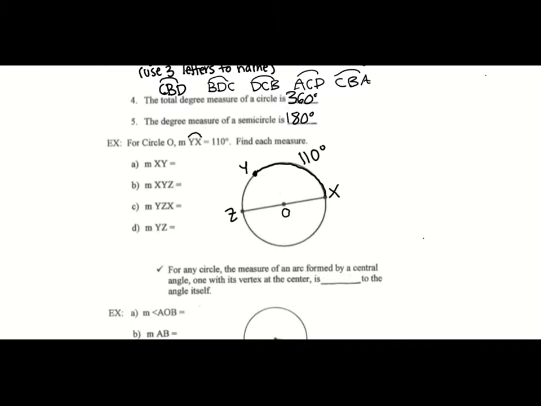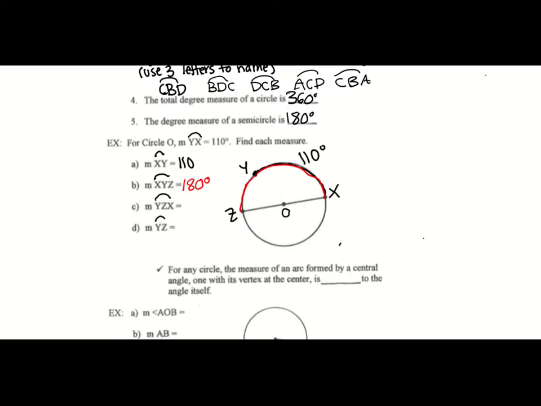So XY, it told us that one already, is 110. And we have to draw our arc symbols on here. So those are hard to type on a computer, so just draw those in. Now, the next piece we want to find is XYZ. So if we look, XYZ is this whole semicircle. And remember, a semicircle is always equal to 180 degrees. I know that's a semicircle because it has a diameter, a straight line going through the center, starting at X and ending at Z.